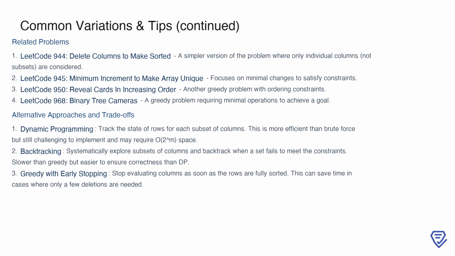As for alternative approaches to solving this problem, dynamic programming can be used to track the state of rows for each subset of columns. While more efficient than brute force, it's complex to implement and can require significant space, up to 2^m. Backtracking is another option, systematically exploring subsets of columns and backtracking when constraints aren't met. It's slower than greedy, but often simpler to ensure correctness. A hybrid greedy approach with early stopping is also worth considering, as it can save time when only a few deletions are needed to achieve a sorted state.